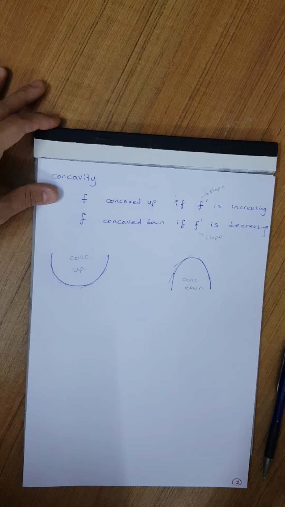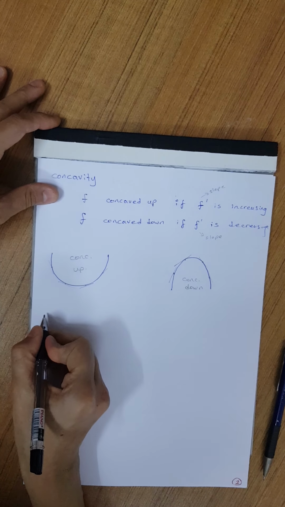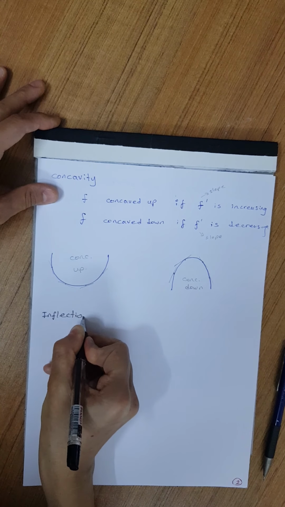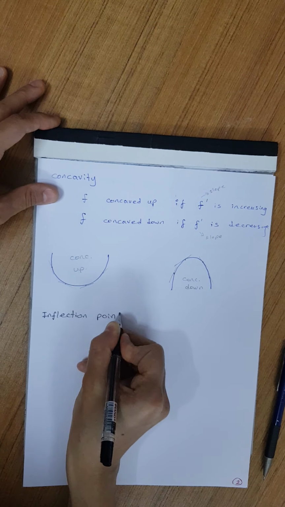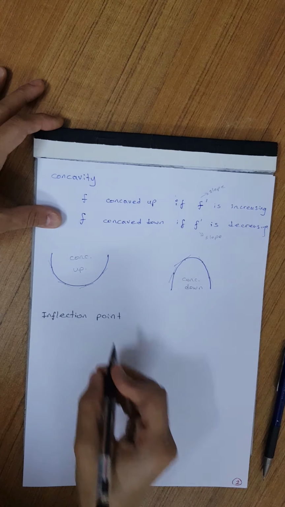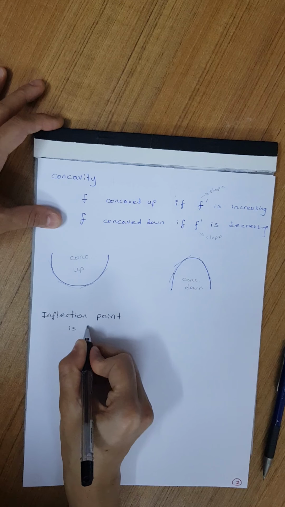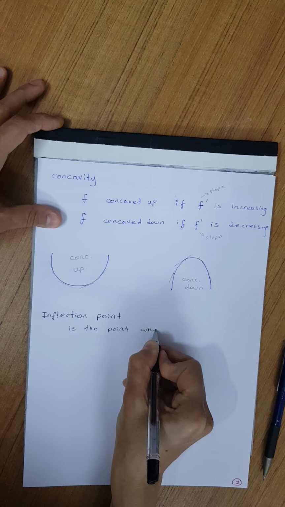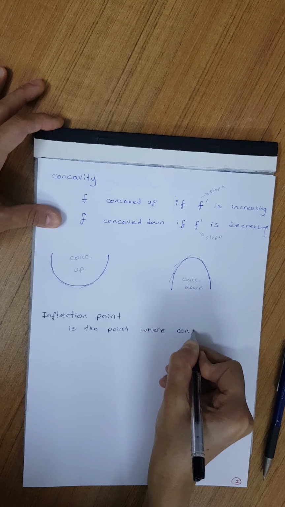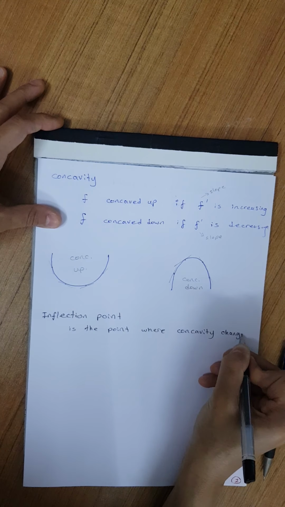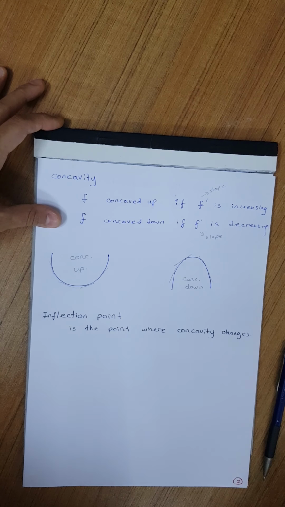Let's come to the definition of inflection point. What is an inflection point? An inflection point is the point where concavity changes. What does that mean when concavity changes?